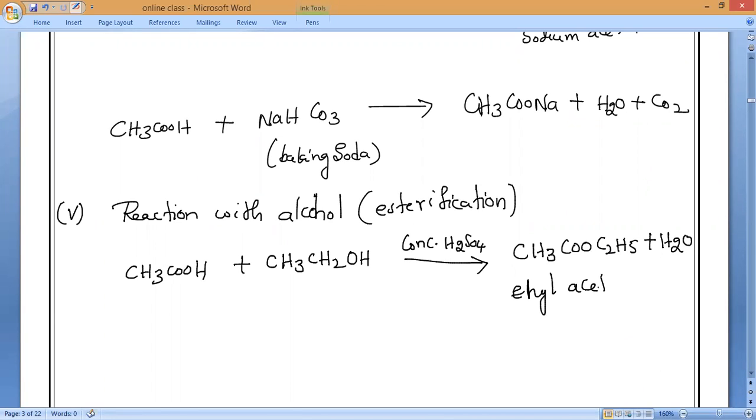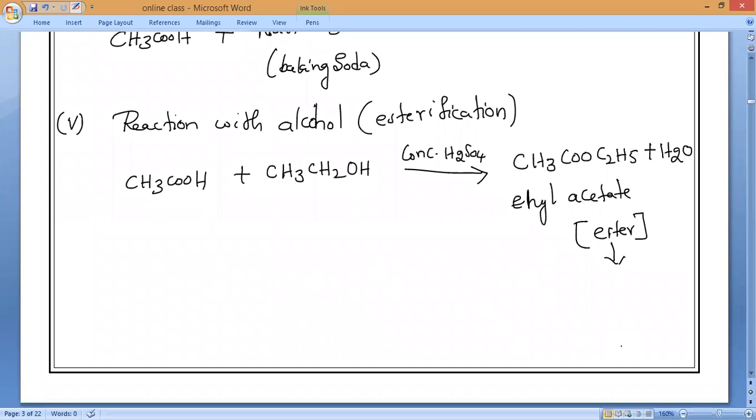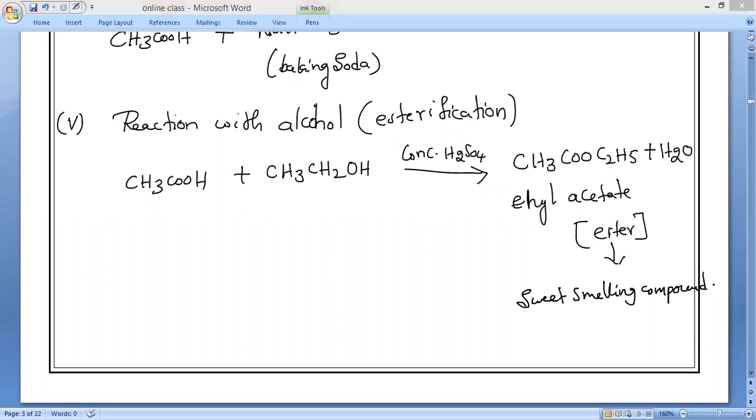This is called ethyl acetate. This is called an ester. So what is the identification of ester? It is a sweet smelling compound. That is why we use it in the manufacturing of perfumes and flavoring agents. So that is what you have to remember.